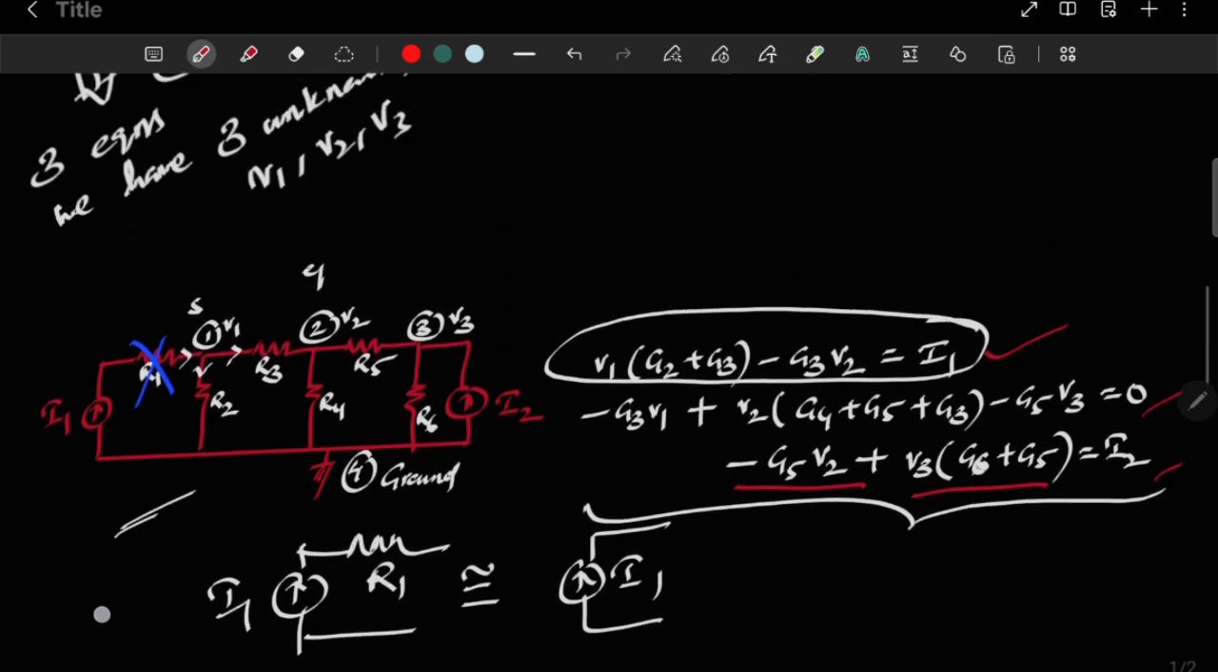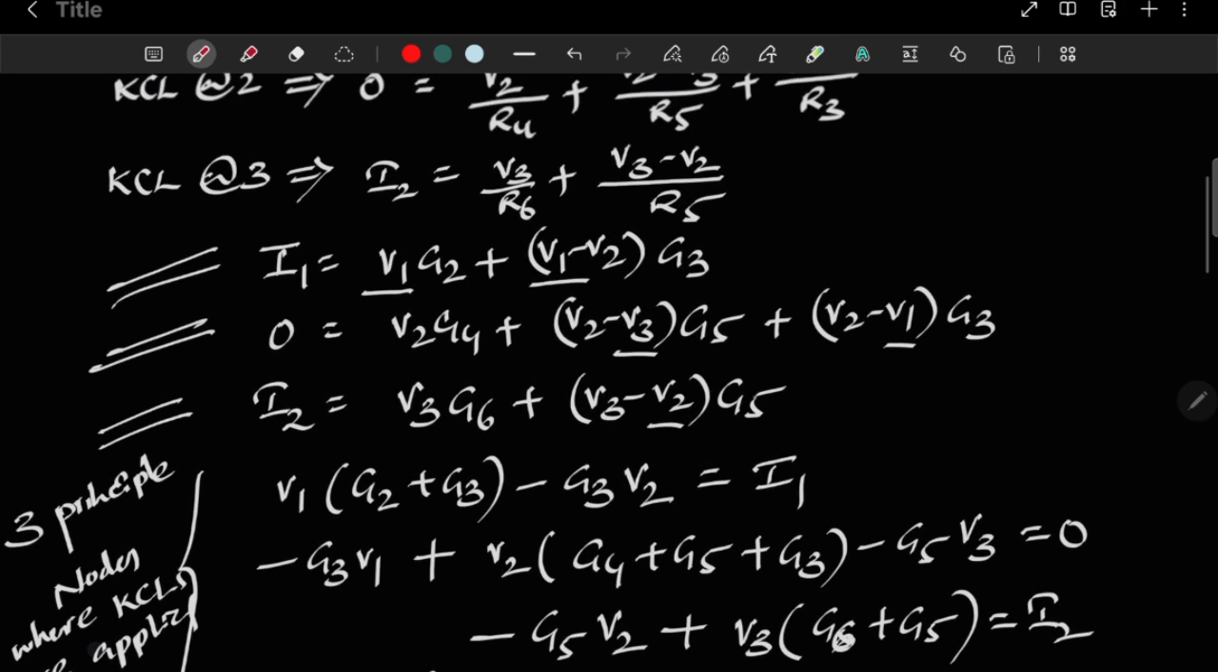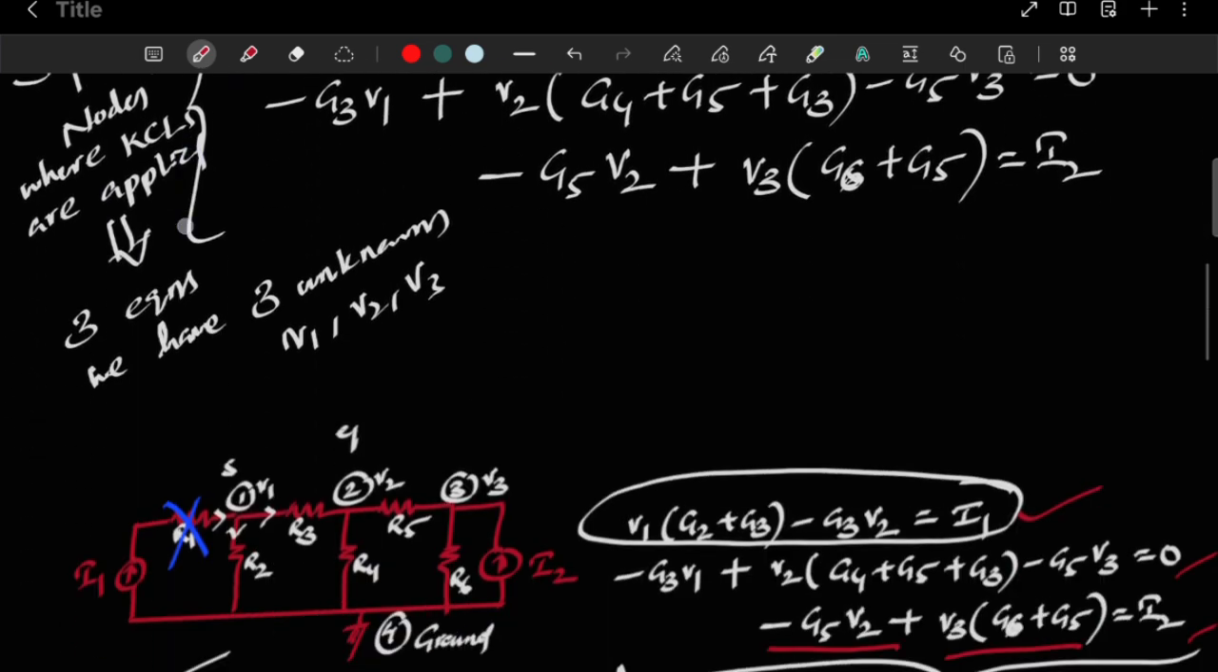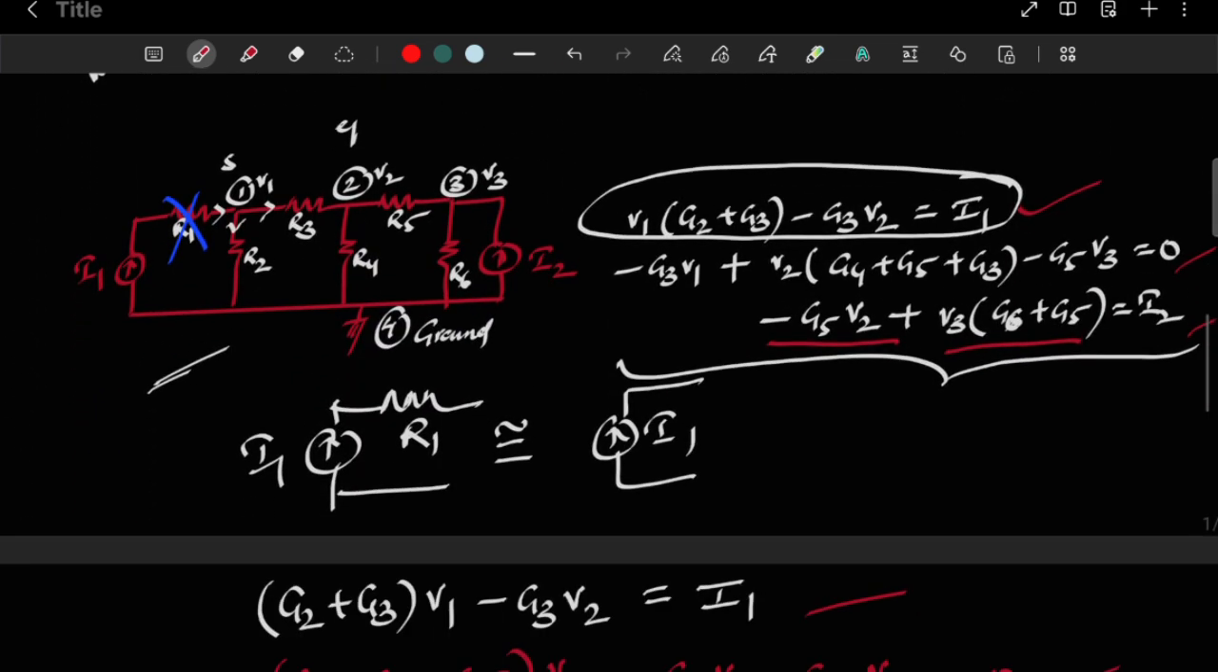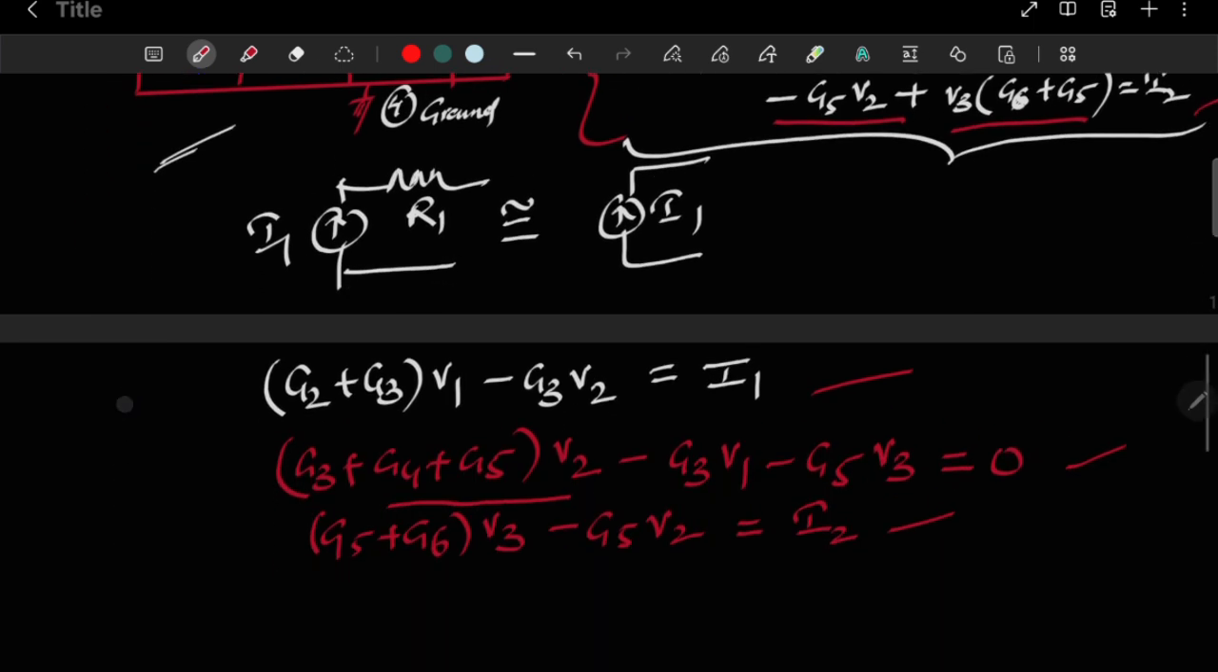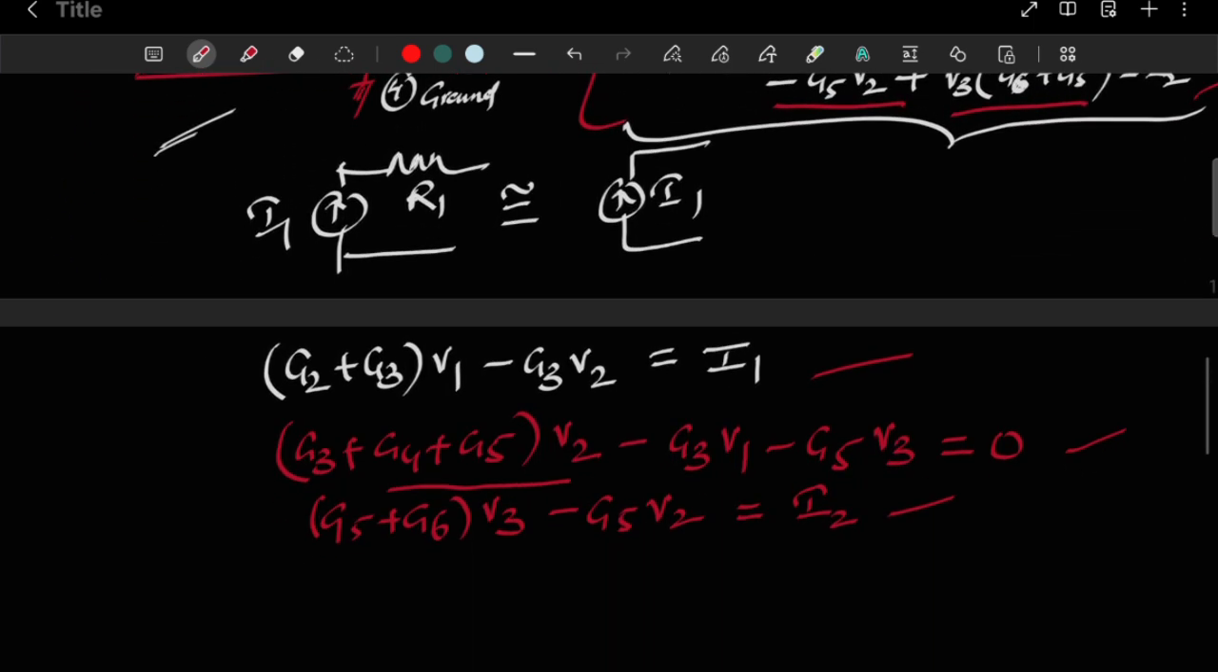So you see here, we did this many steps previously in order to get these three equations. But now we have easily written them by observing the circuit itself. So you should be able to write these three equations like this.